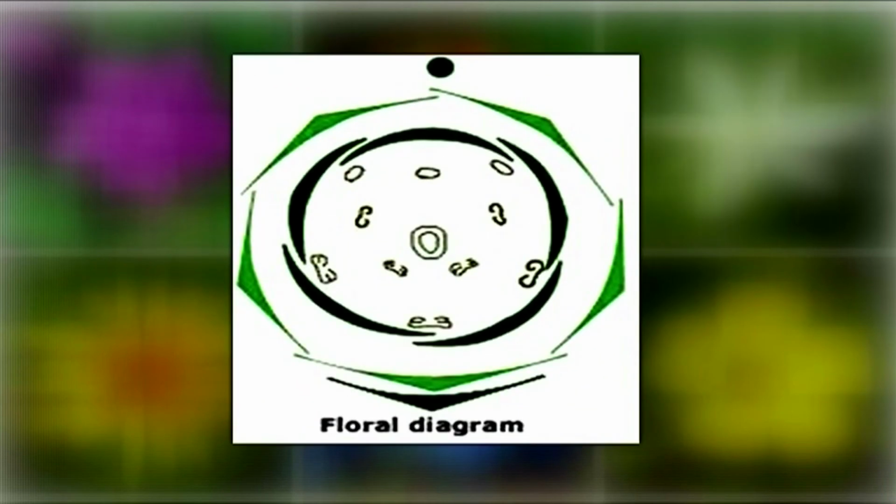Now we come to floral diagram. It is the graphical representation of a floral formula as shown in the figure. It depicts a flower with a bract, 5 sepals, 5 petals, 5 stamens and 5 carpels. Now we examine the variations in the basic structure of flower.